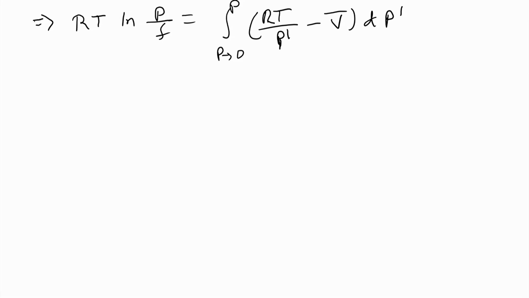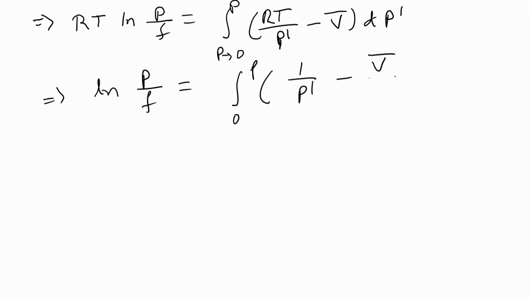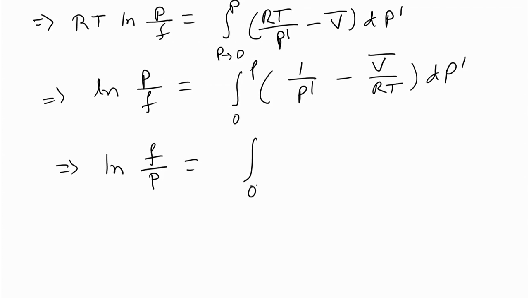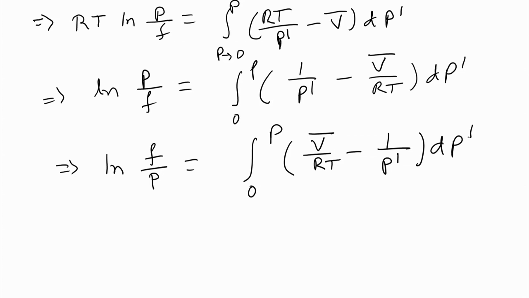So, we get ln P by f equals the integral from 0 to P of 1 by P prime minus V bar by RT dP prime, right. Or we can write ln f by P is nothing but the integral from 0 to P of V bar by RT minus 1 by P prime dP prime. And this is our equation number 3.